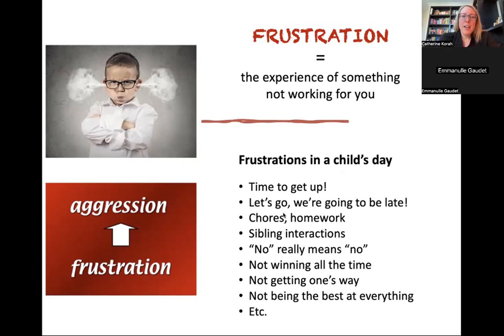Then add on, if the child has chores or doesn't like to do homework, sibling interaction or peer interaction can be very frustrating. When the adults say no and really mean a no and don't budge, that can be truly frustrating. Not being able to win all the time, not getting your way all the time, not being the best at everything. The last ones are examples of what we call typical life futilities.